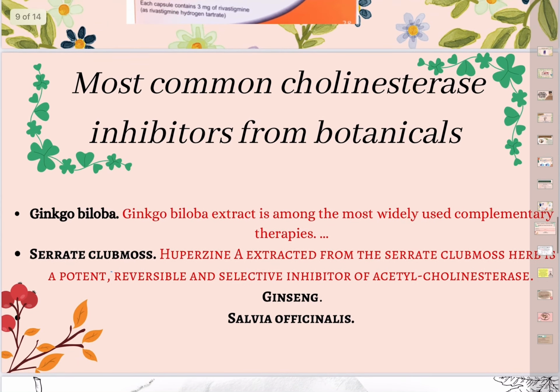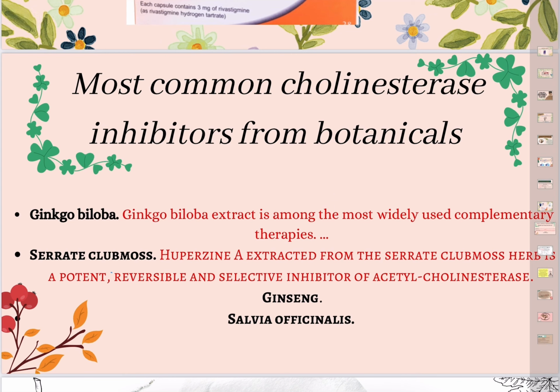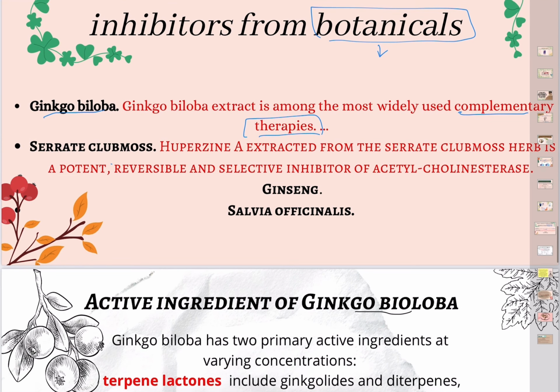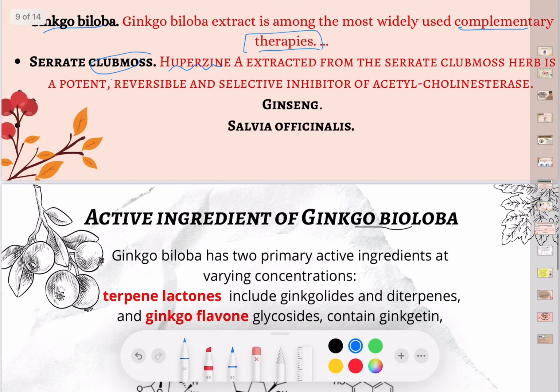So let's move to our main subject, which is the common cholinesterase inhibitors from botanicals or from plant sources like ginkgo biloba, which is the most common plant used as a complementary therapy in case of Alzheimer, as well as club moss, which has an extract called huperzine, which acts as a cholinesterase inhibitor as well, and there is ginseng and Salvia officinalis.